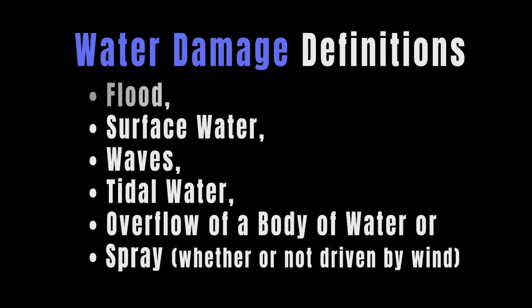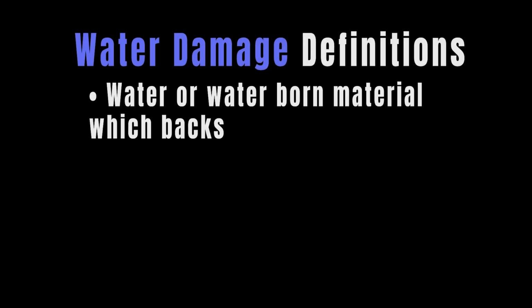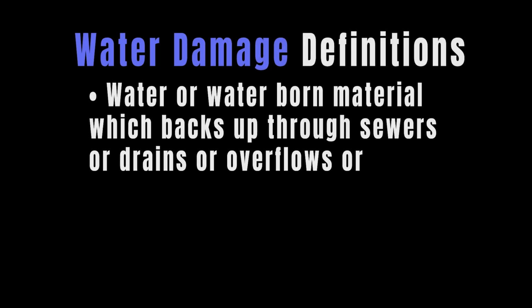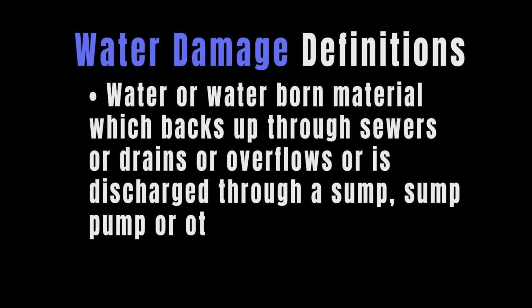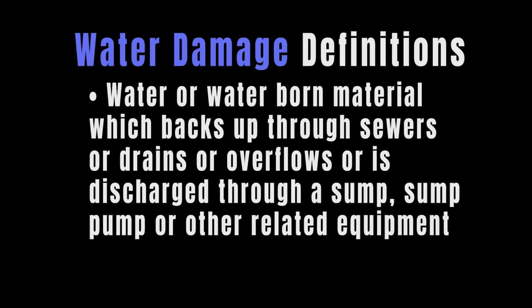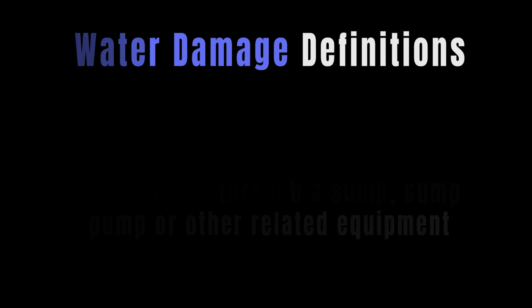Let's go to the next one, B. Water or waterborne material which backs up through sewers or drains, or which overflows or is discharged from a sump pump or other related equipment. Now this one sounds a little troubling because what we're talking about is a cast iron pipe loss where there's a blockage in the pipe because of the failure, and now you have water backing up into the house. So this one sounds a little problematic, but let's keep going.